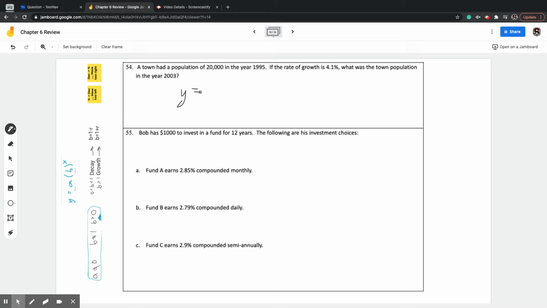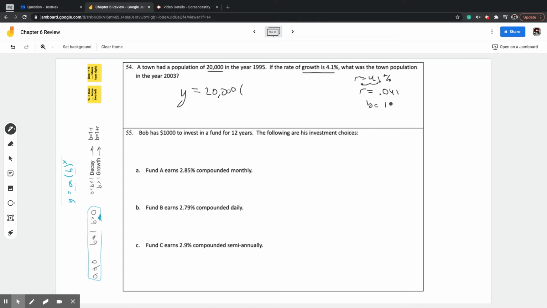Y equals my starting amount. Had a population of 20,000. Growth rate of 4.1%. So, okay, R equals 4.1%. Converted, move the decimal spot 1, 2, so 0.041, and then my base is going to be 1.